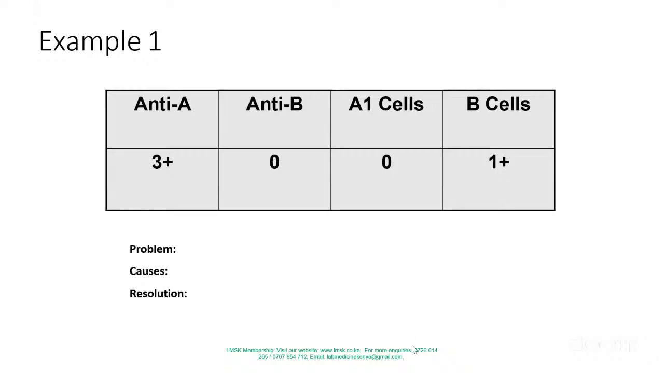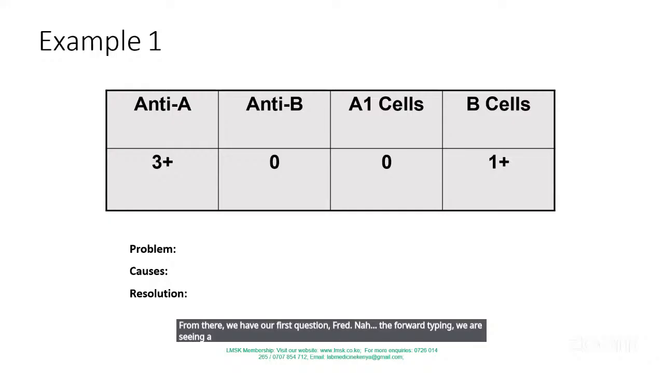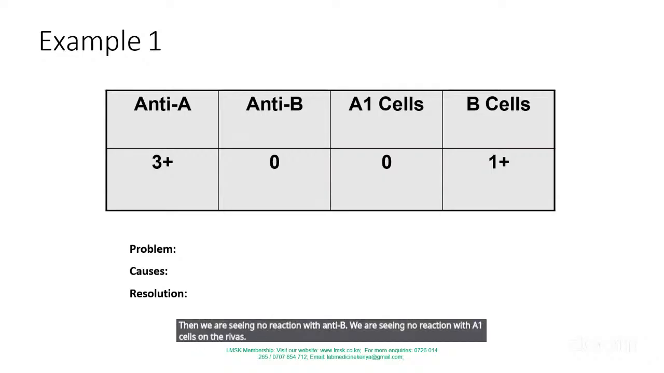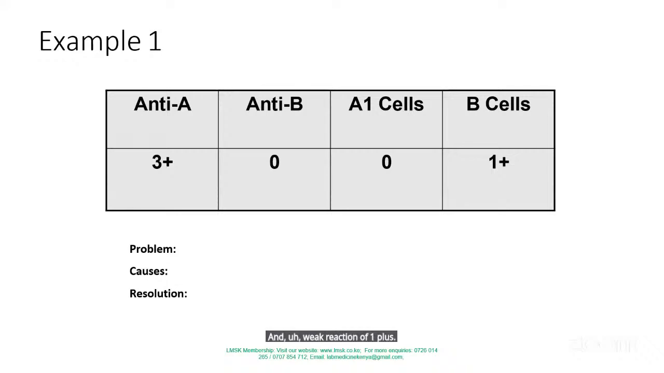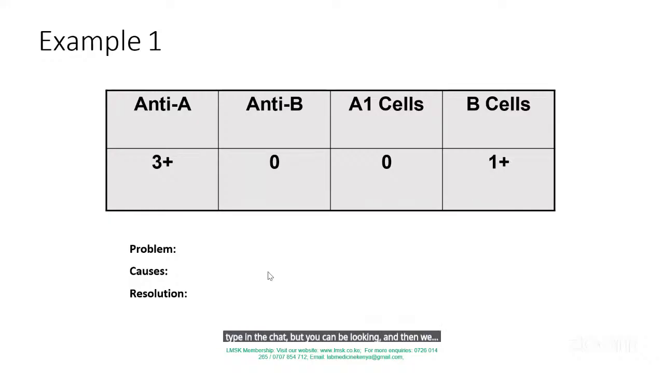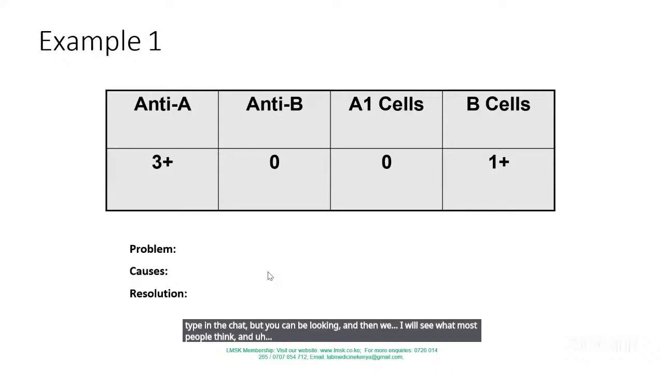So there we have our first question, Fred. In the forward typing, we are seeing a reaction of 3+ with anti-A. Then we are seeing no reaction with anti-B. We are seeing no reaction with A1 cells on the reverse, and a weak reaction of 1+ with B cells. So to the audience, what could be the problem? We can discuss the cause and resolution together. Just type in the chat, and then we see what most people think and go on.